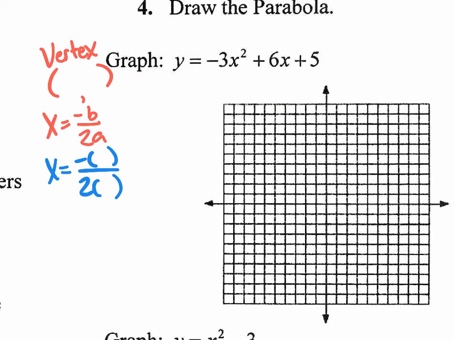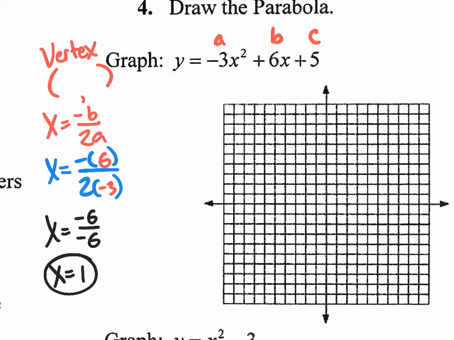So let's use the formula, but let's rewrite it with parentheses instead of the b and the a. And now let's identify our a is -3, our b is 6, our c is 5. And we're plugging in 6 for b and -3 for a. So for our x value, we really have a -6 over -6, which is what? What's x? What's -6 divided by -6? +1. So we know that x equals 1, and that's the vertex. The x value is 1.